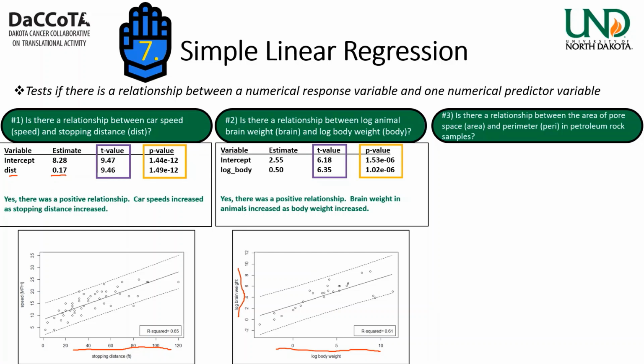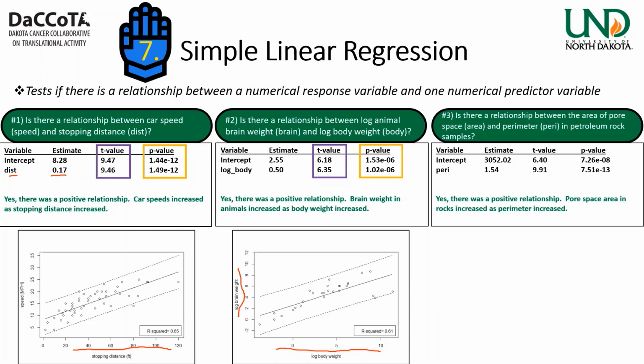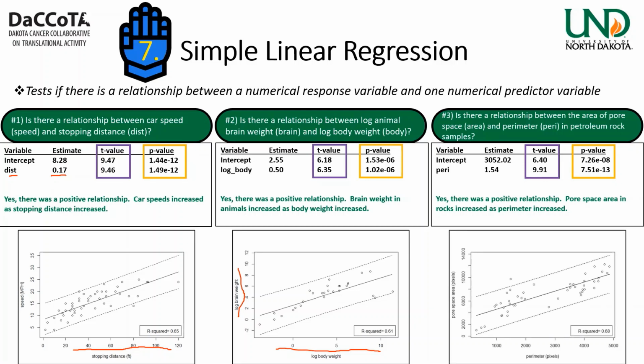Then is there a relationship between, now this is some geology, so bear with me. Is there a relationship between the area of pore space, so it's just an area, and perimeter in petroleum rock samples? Well, it looks like that is significant. There is a positive relationship. Pore space in rocks increases as perimeter increases, so the higher the perimeter, the higher the pore space.